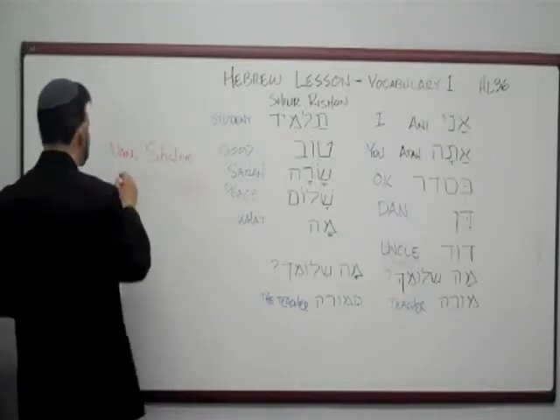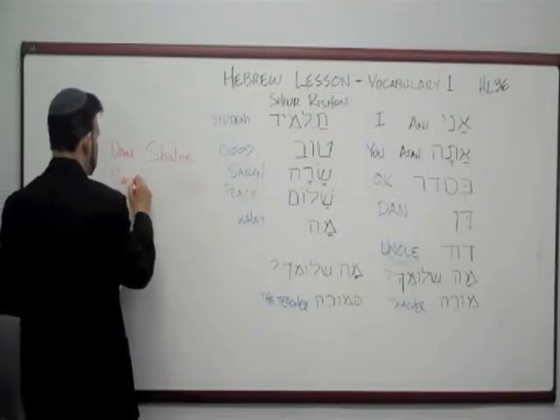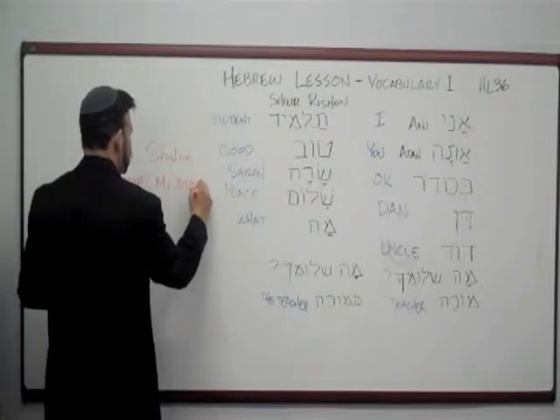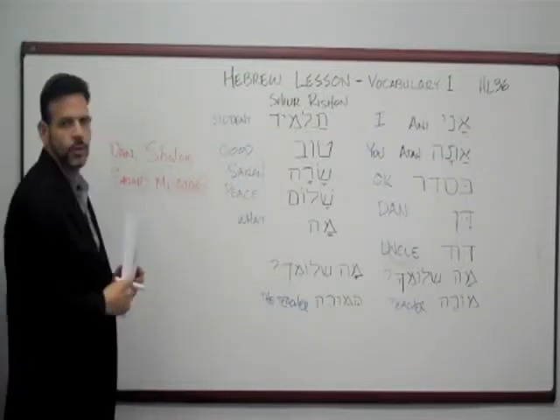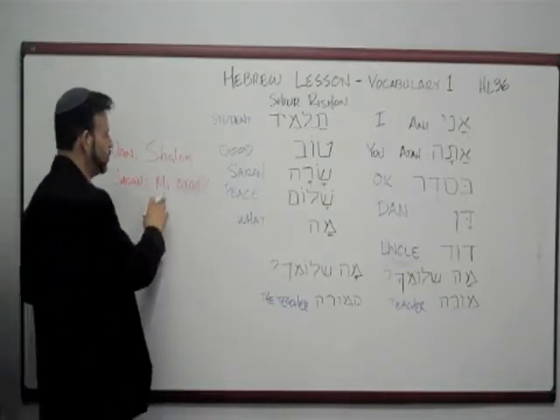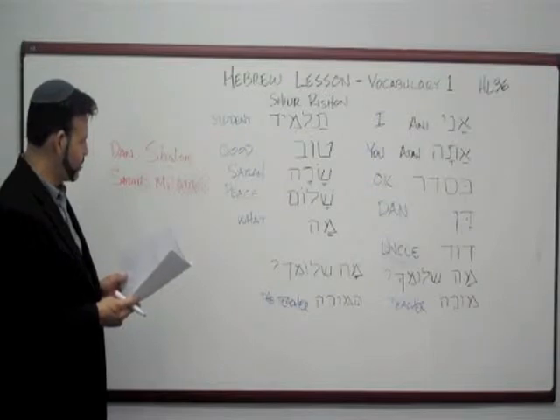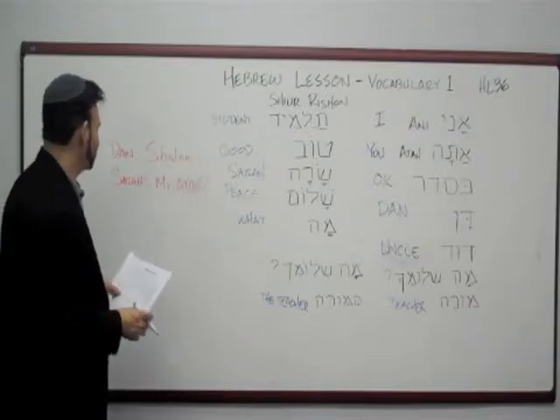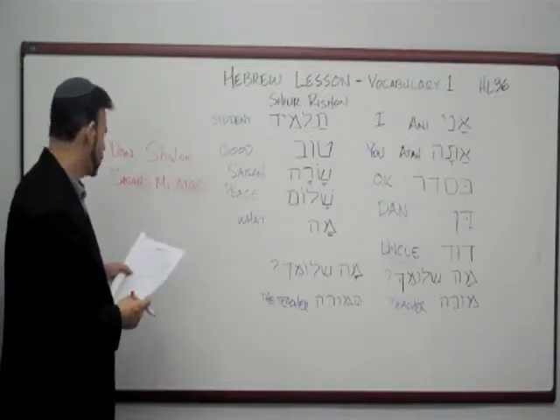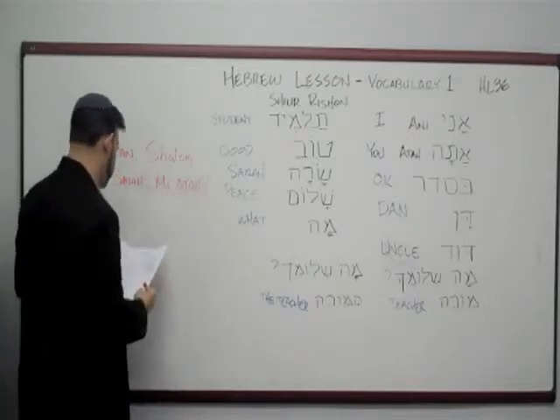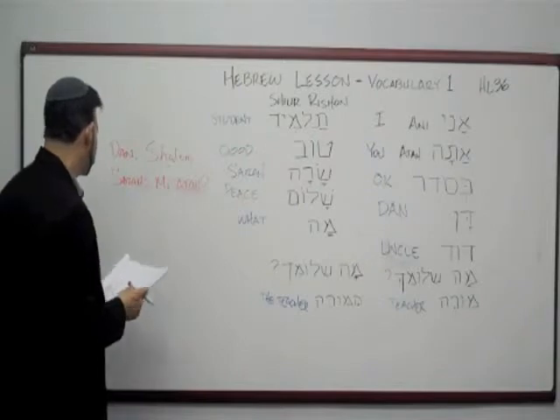Okay. What does Sarah say? Mi ata. Okay. She says, who are you? Mi ata. Who are you? Mi is who? Ata. Oh, and I guess we should probably have had that in our vocabulary, shouldn't we? Mi ata. Who are you? Okay. So we have mi and ata. Who are you? Okay. So, then Dan says what?